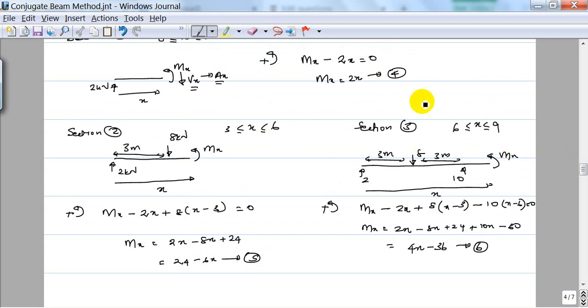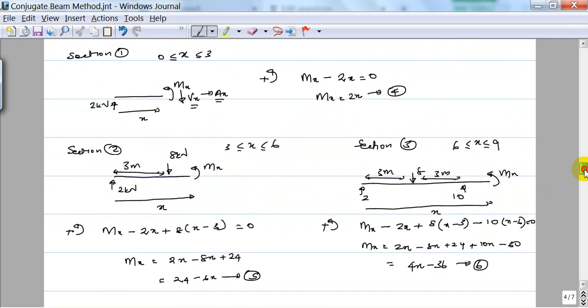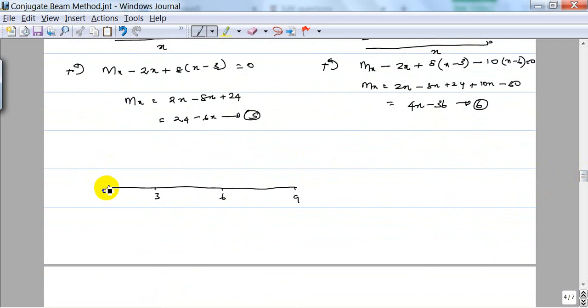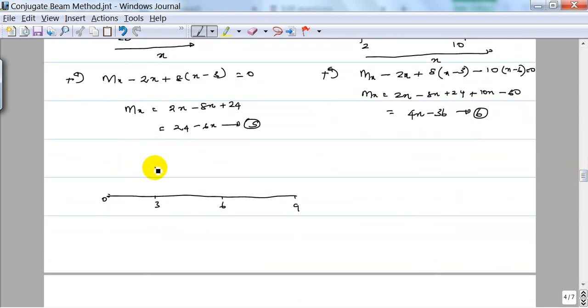So if I plot the bending moment diagram, that looks something like this. I hope it's okay. This is 0, this is 3, this is 6, and this is 9. Between 0 to 3 the equation is 2x. So if you substitute x is equal to 0, it's 0. If you substitute x is equal to 3, it is 6. So it's a linear curve of 6 kilonewton meter.